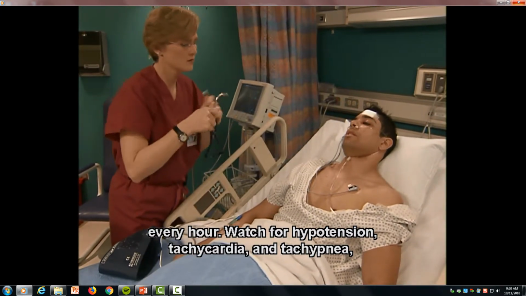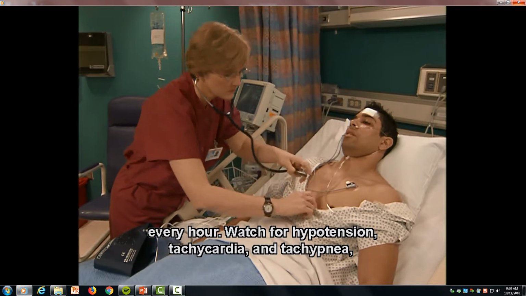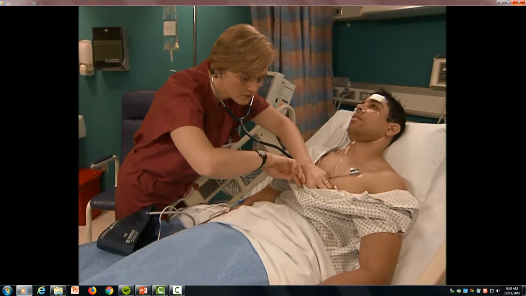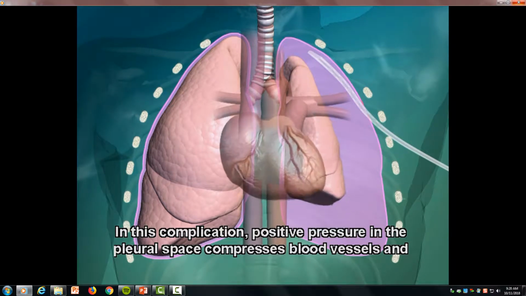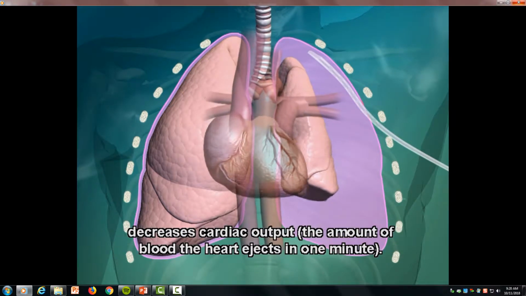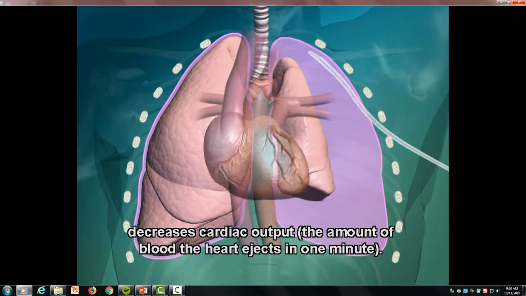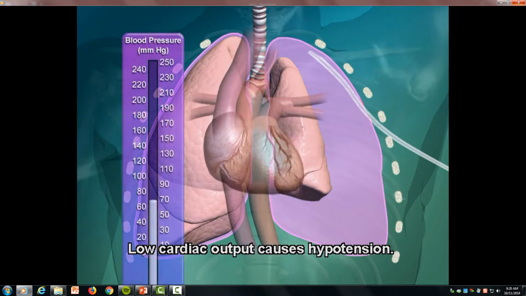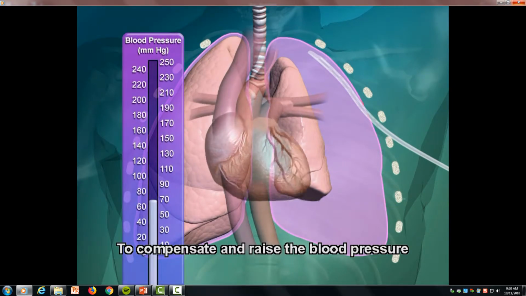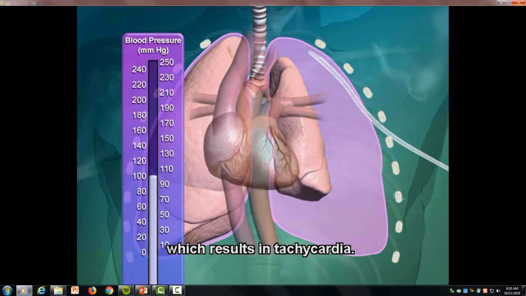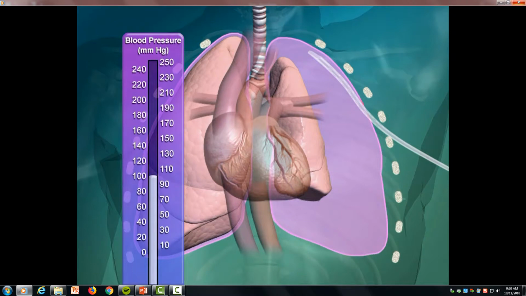Watch for hypotension, tachycardia, and tachypnea, which can signal a tension pneumothorax. In this complication, positive pressure in the pleural space compresses blood vessels and decreases cardiac output, the amount of blood the heart ejects in 1 minute. Low cardiac output causes hypotension. To compensate and raise the blood pressure to normal, the heart beats faster, which results in tachycardia.